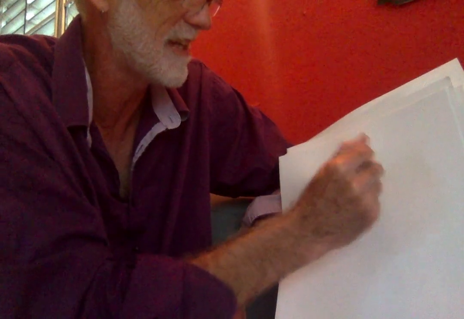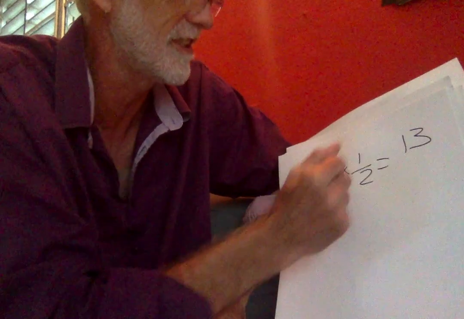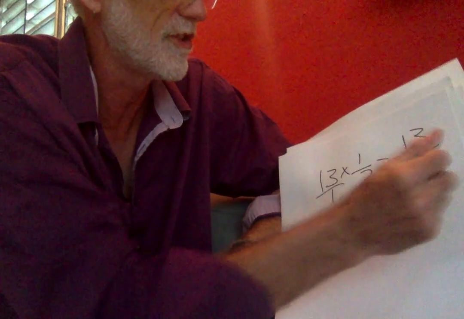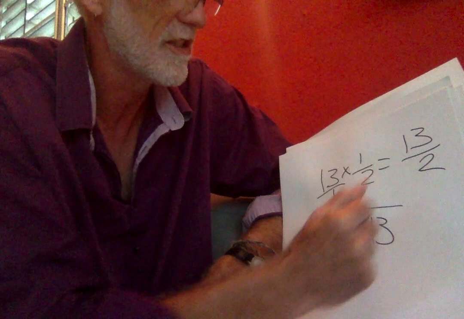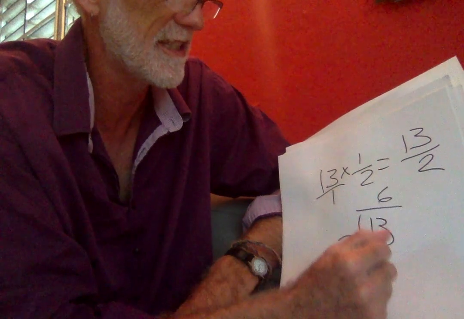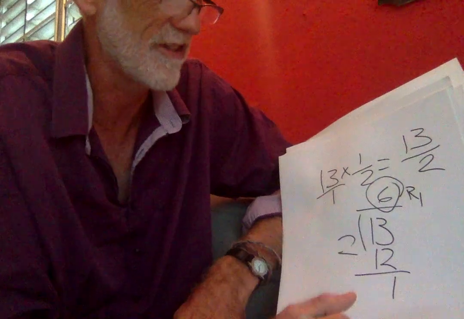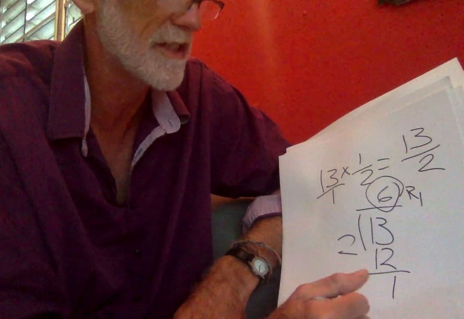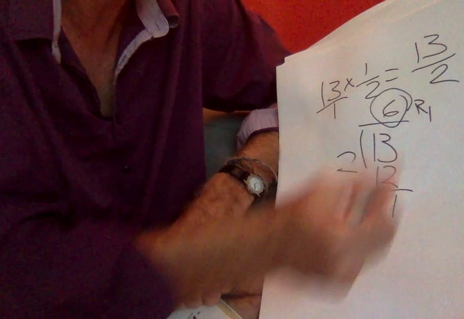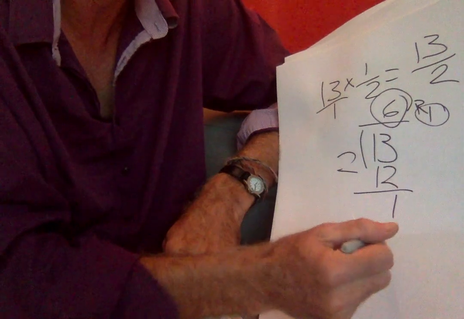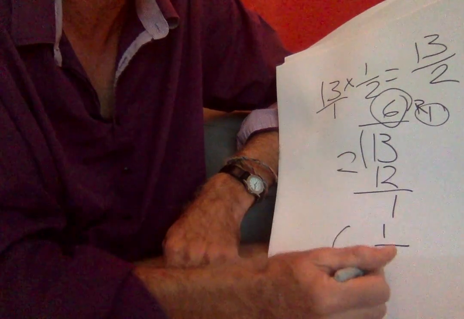13 times 1/2. Yes, it is 13 over 2. 13 divided by 2 is 6, remainder of 1. That's your answer here. That's where I messed up. 6, remainder 1, so 1 divided by 2. 6.5.